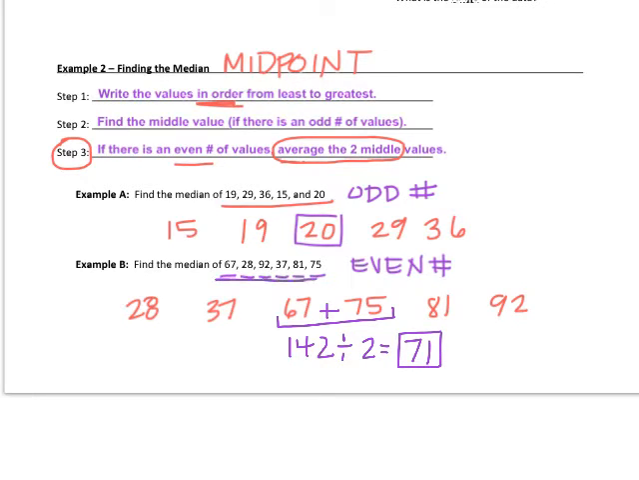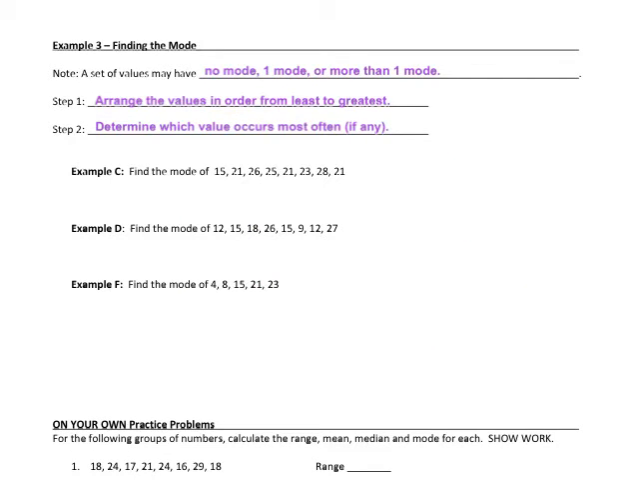Even though it doesn't appear in the set itself, that's what we would call the median because we have an even number of numbers in this particular data set. So again, this is a little bit special. Finding the median is not always straightforward. It's straightforward if there's an odd number of values, but if there's an even number of values, we want to find the average of the middle 2.